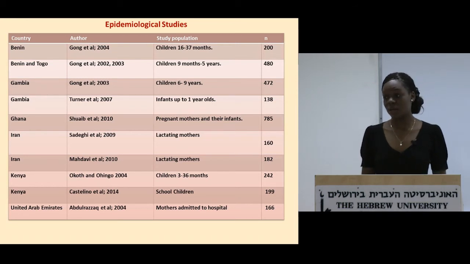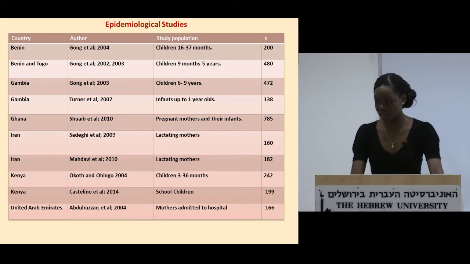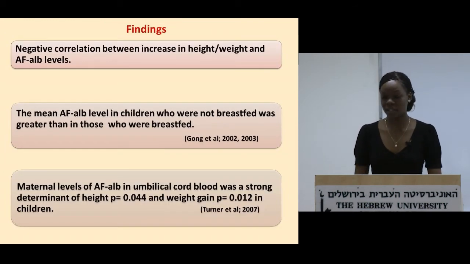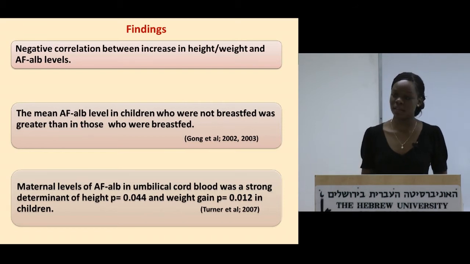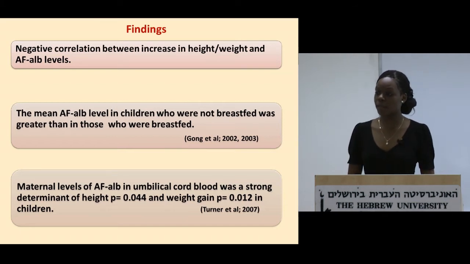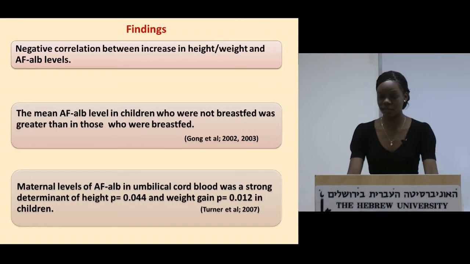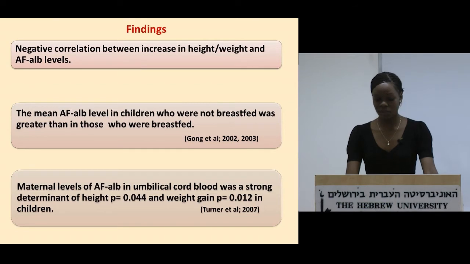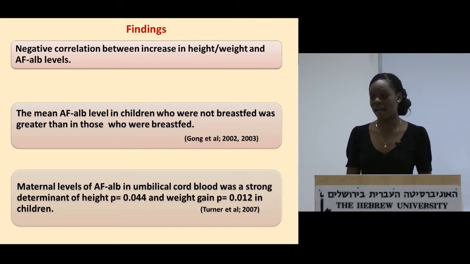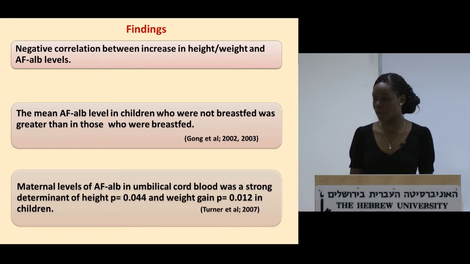And in their findings, there was a negative correlation between increase in both height and weight and aflatoxin albumin levels, such that the higher the aflatoxin albumin levels, the lower the height and weight of the children were. The mean aflatoxin albumin level in children who were not breastfed was actually greater than in those who were breastfed. And the maternal level of aflatoxin albumin in the umbilical cord was a very strong determinant of height at a significance level of 0.04 and also weight at a significance level of 0.1.